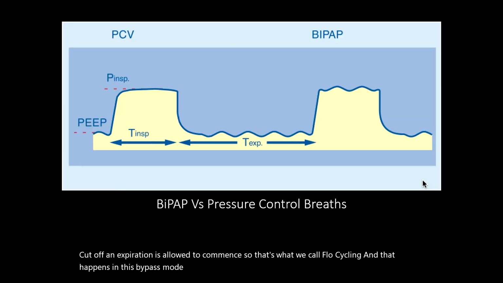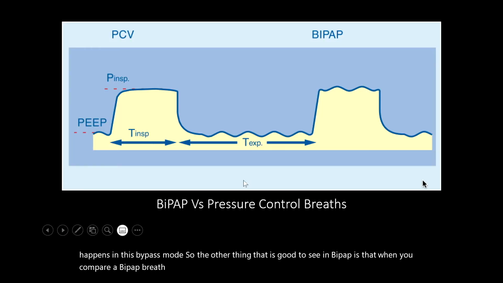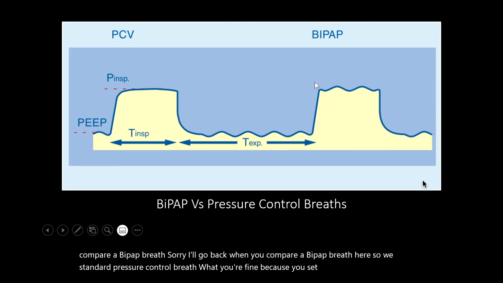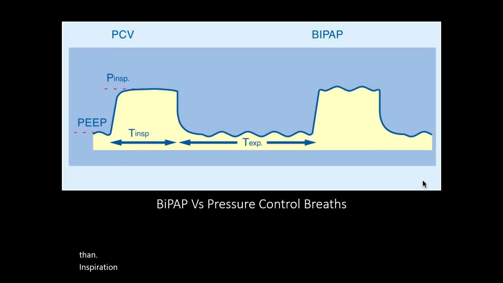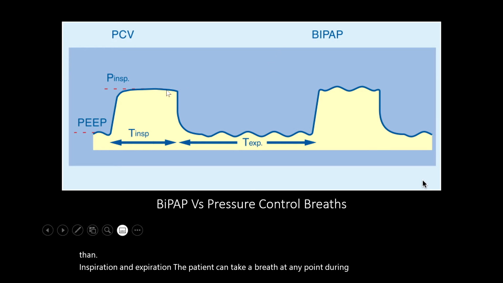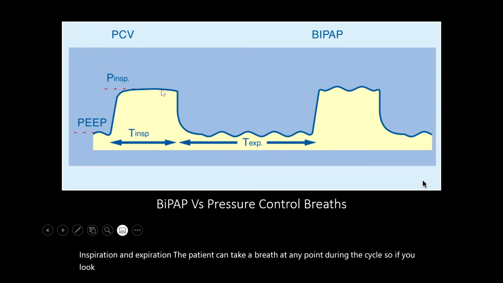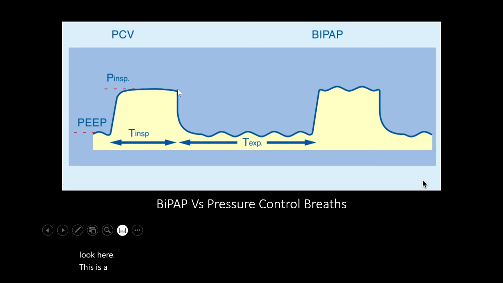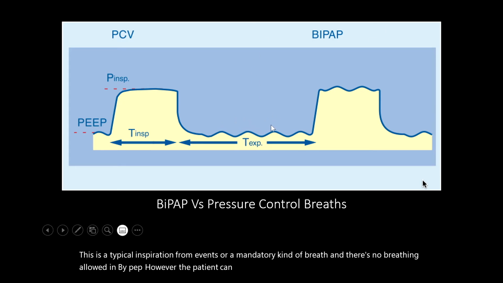So the other thing that is good to see in BiPAP is that when you compare a BiPAP breath here to a standard pressure control breath, what you'll find, because you've set two levels of PEEP rather than inspiration and expiration, the patient can take a breath at any point during the cycle. So if you look here, this is a typical inspiration from a vent, so a mandatory kind of breath, and there's no breathing allowed. In BiPAP, however, the patient can quite happily, merrily breathe in expiration, but it can also take his own breaths while the ventilator is delivering him a mandatory breath.